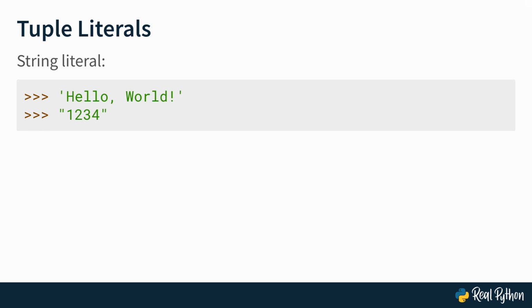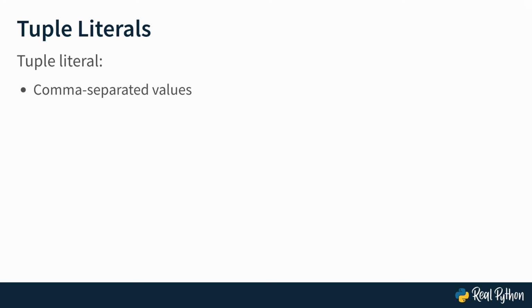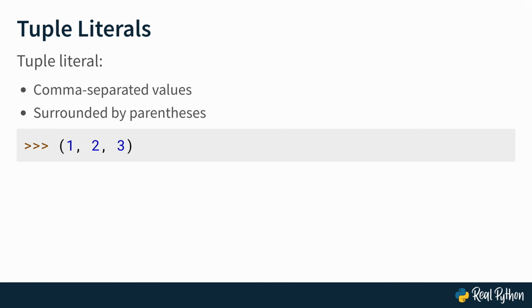Now, I'm mentioning these because tuples and strings have quite a lot of things in common, as you'll see in the upcoming lessons. A string literal is surrounded by quotes, and a tuple literal is comma-separated values that are surrounded by parentheses. This is a tuple literal that starts with a parenthesis and ends with a parenthesis, and in between it has multiple values that are separated by commas. These values can be of any type. They don't all have to be integers, like in this first example, but they can be a mix of strings and integers and floating point numbers, really any Python data type that you can think of.